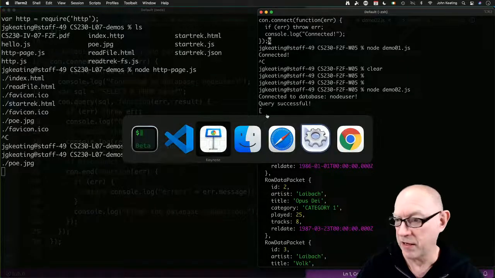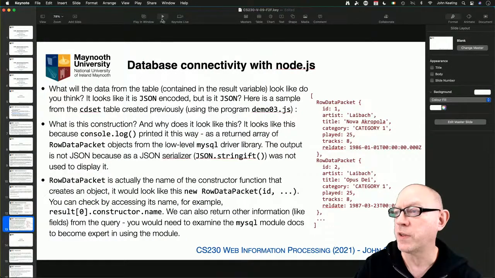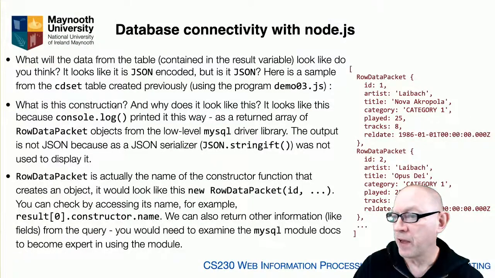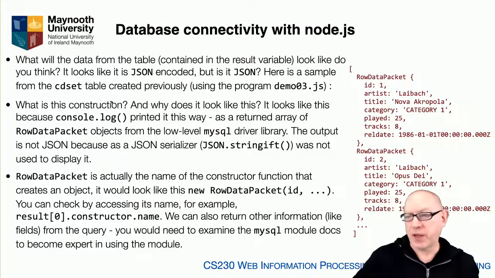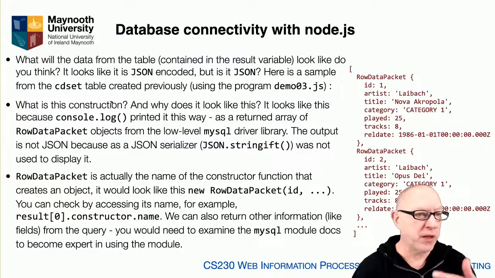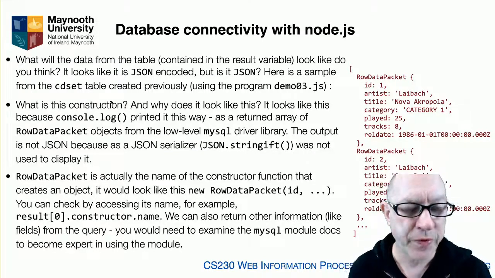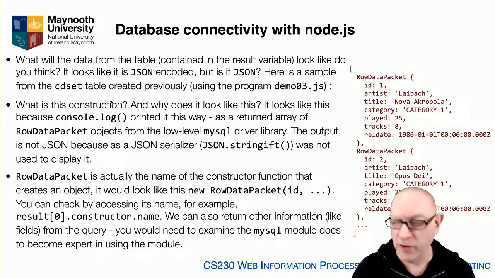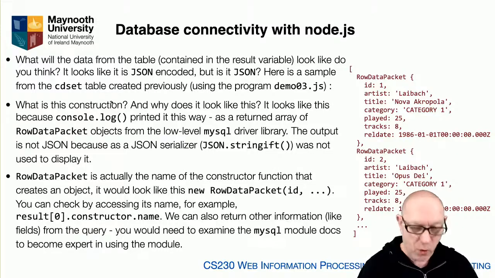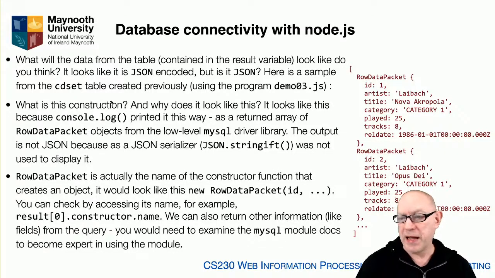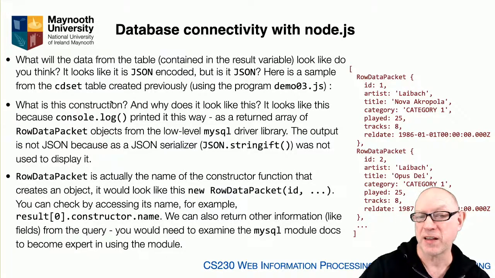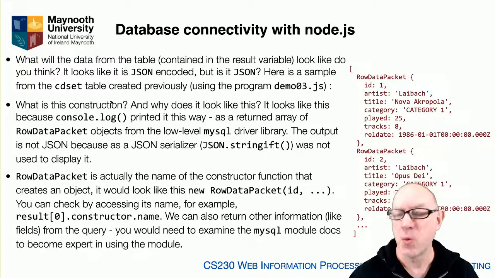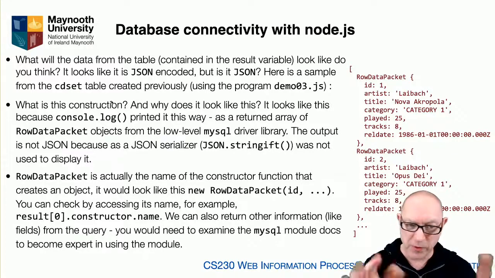So let's have a peek now and go back to the program. What do you think is going on here? It looks like JSON. Why does it look like that? It looks like that because of console.log, the Node.js function I used to print it that way. It was returned as an array of raw packet data objects from the lowest level MySQL driver library. It's not JSON because a JSON serializer wasn't used to display it. So it looks like it, it feels like it, it almost seems like it is. We couldn't make it pure JSON if we wanted; there are a couple of idiosyncrasies around it.